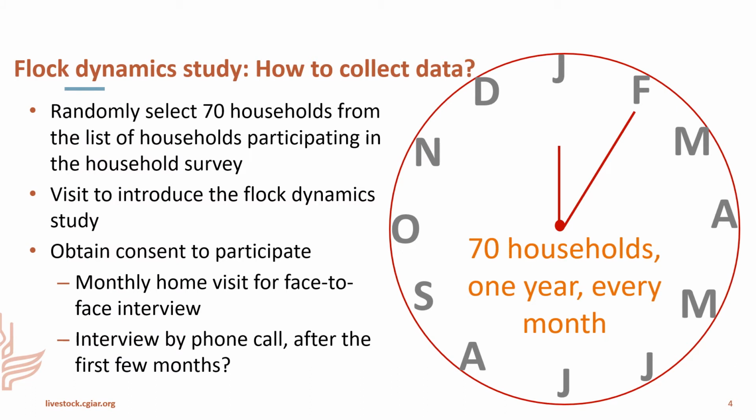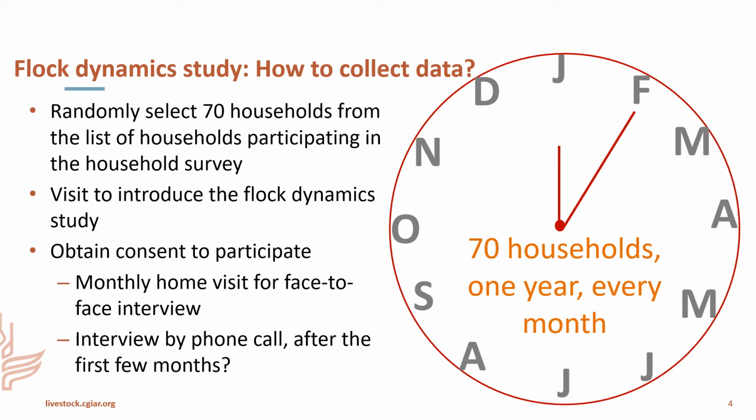Randomly select 70 households from the list of households that participated in the household survey and invite them to participate in the study. Then arrange to visit them to introduce the flock dynamics study and to obtain their consent to participate. The respondents will be members of the households who are knowledgeable about their flocks.